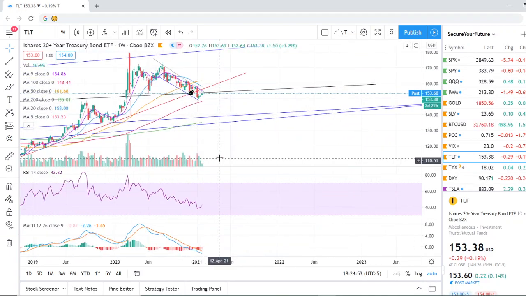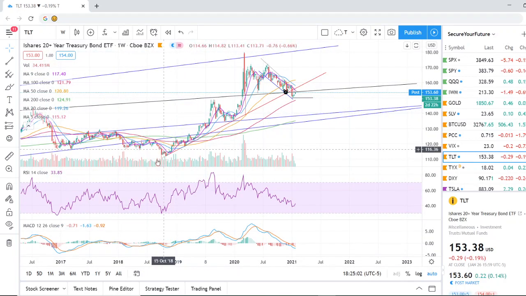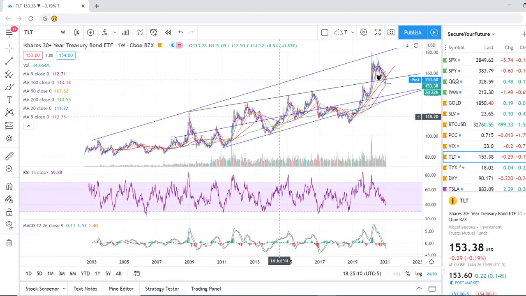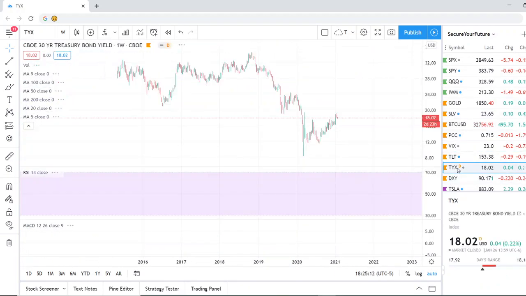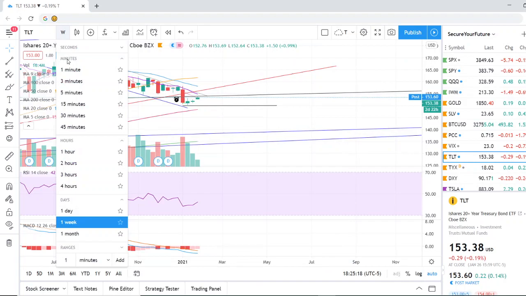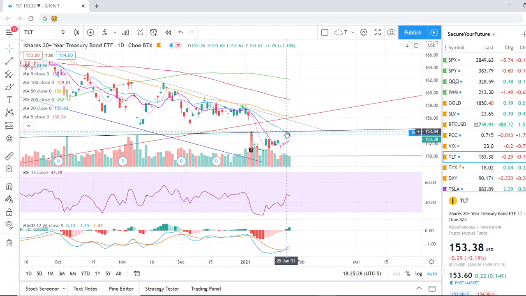It may absolutely break it and come up and tag this red line, which is kind of our current uptrend. But that all kind of depends on the dollar. We are with TLT daily. Looks like it's getting rejected, losing momentum right there at that long-term trend line that I showed you. Not trying to fill this gap at all.